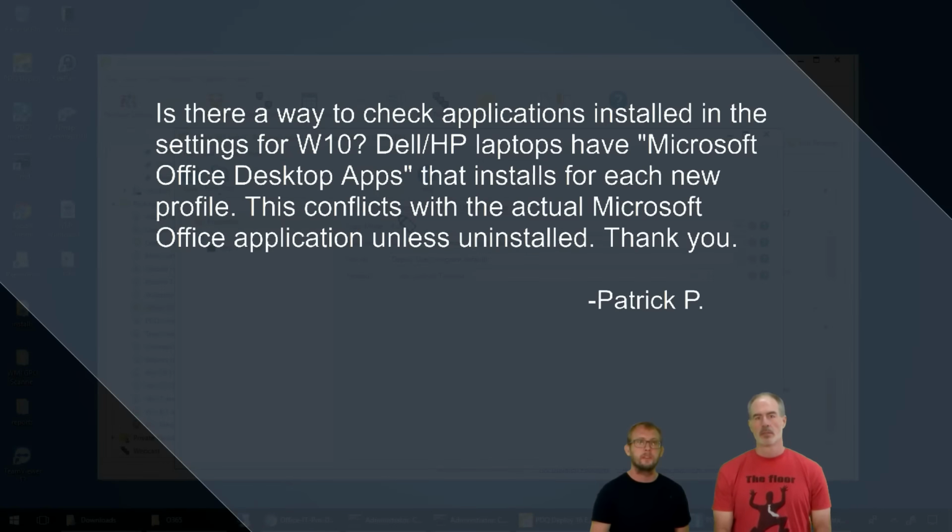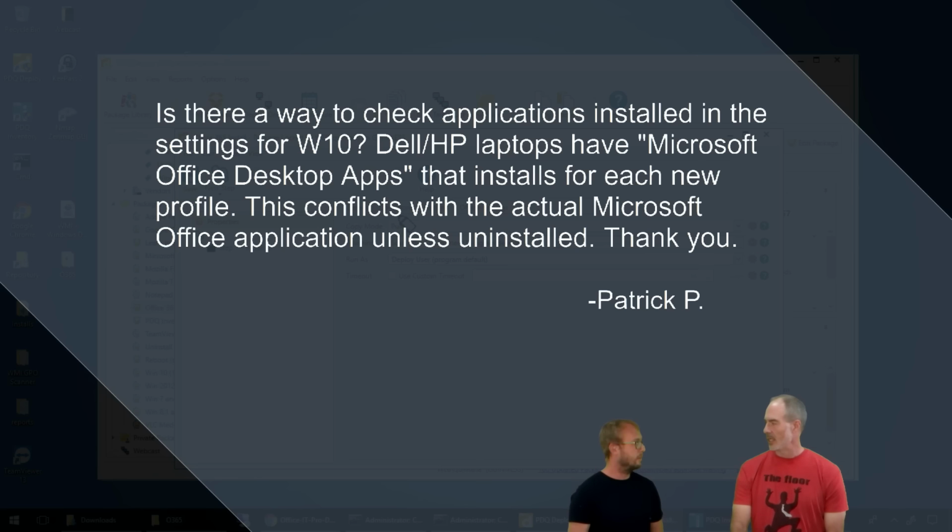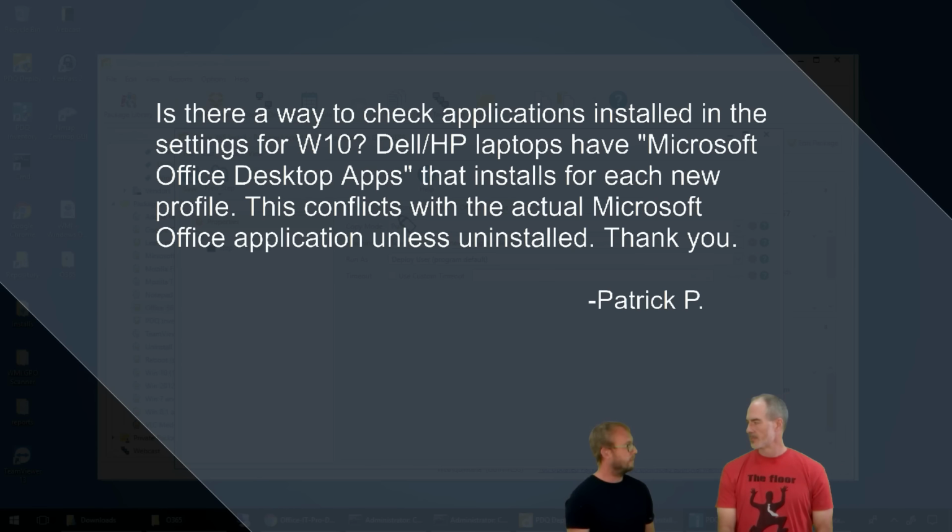Two more questions in the speed round. Is there a way to check applications installed in the settings for Windows 10? Dell HP laptops have Microsoft Office desktop apps that install for each new profile. This conflicts with the actual Microsoft Office application unless uninstalled. Thanks, Patrick P. I don't know anything about the Microsoft desktop apps. Neither do I. Even because when I get an OEM machine, the first thing to usually go is that image. Yeah, so that goes with it.